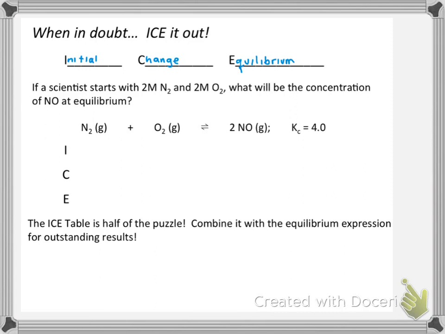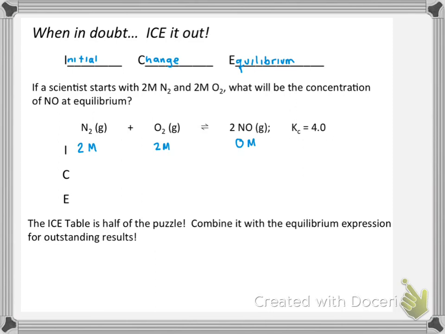The problem tells us we're starting with 2 molar N2 and 2 molar O2, so we can go ahead and put that in here. We always want to put molarity into an ICE table, so make sure you have that. If they give you moles and volume, you get molarity with just moles per liter. They don't tell us anything about the NO, so we can just say we don't have any of it to start.